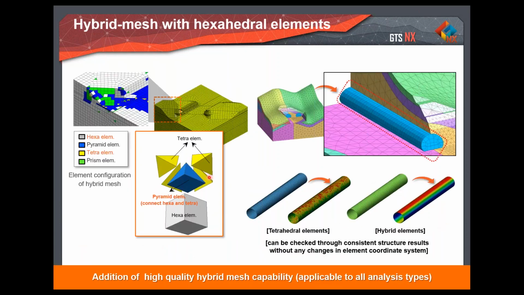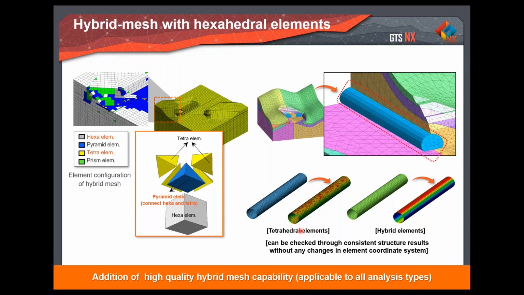And as I was talking, these are the different elements present in GTS NX. Apart from tetrahedral, we have hybrid mesh. This hybrid mesh is a combination of hexahedral, tetrahedral and pentagonal elements. Basically, the hexahedral elements give great accuracy and very good results. The analysis time will also be low, because the area covered by the tetrahedron will be very low when compared with the area covered by the hexahedron. Since there are a huge number of nodes, the accuracy will be very high.